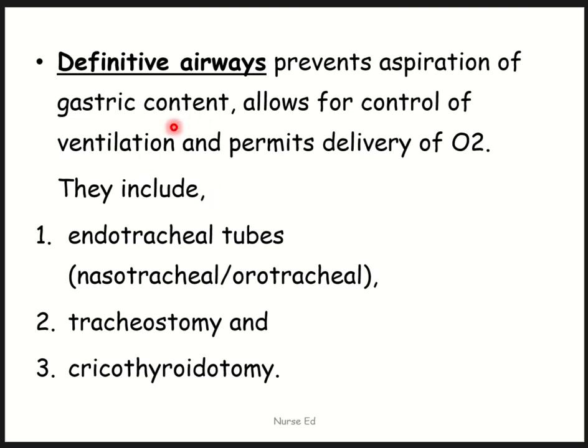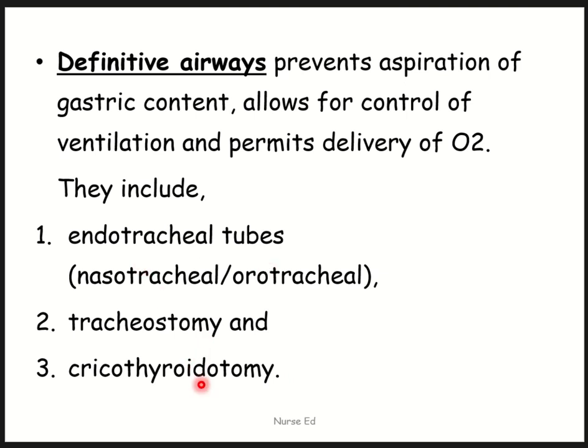Otherwise, it's like a proseal type. So the definitive airways include endotracheal tubes, which could be nasotracheal or orotracheal, tracheostomy, and cricothyroidotomy. These four are considered to be the definitive airways.